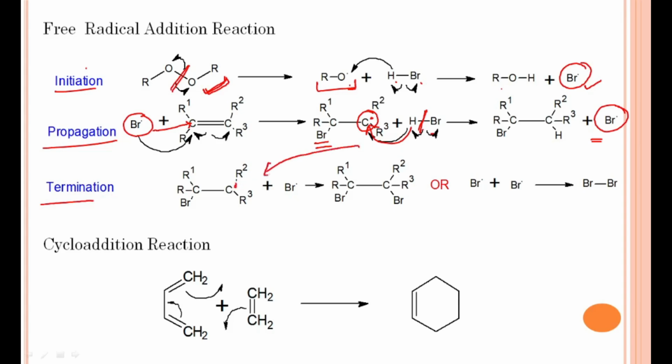Now in the termination step, there is again a free radical here. This free radical reacts with another free radical and generates a compound. So this is termination. That means the reaction stops. There will be no further reaction because this reaction will not generate any more free radical. Here is another termination step: a bromine free radical can also form a bromine molecule.